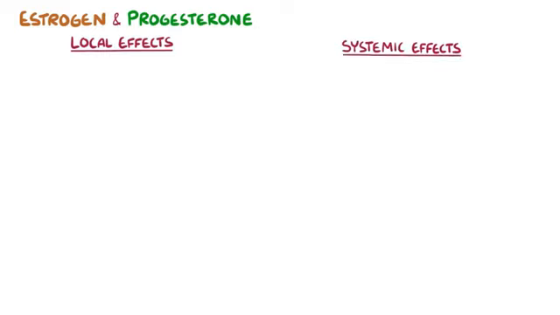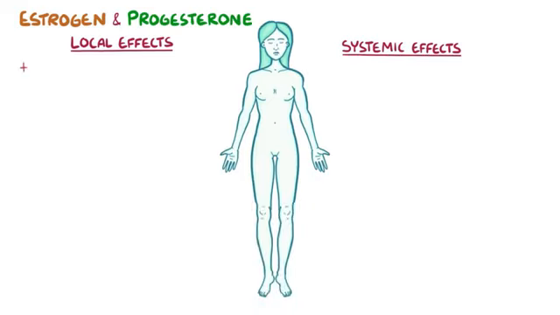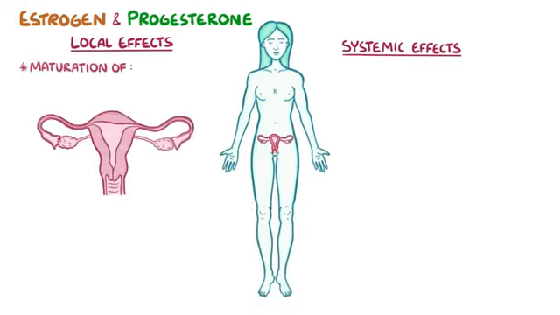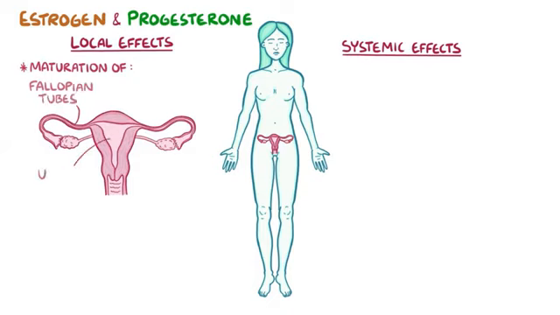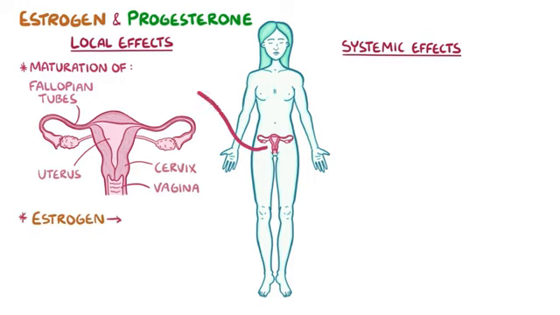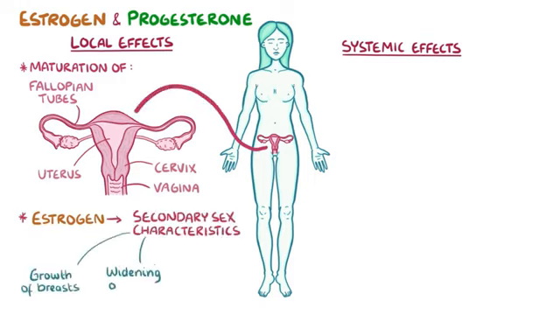Now, both estrogen and progesterone have local effects, meaning that they act on the organs and tissues nearby, as well as systemic effects, meaning on the rest of the body. Starting with puberty, estrogen and progesterone are responsible for maturation of the female reproductive organs, the fallopian tubes, the uterus, the cervix, and the vagina. Estrogen is also responsible for female secondary sex characteristics, like the growth of breasts and the widening of the hips, as well as distribution of fat on the buttocks, hips, and thighs.